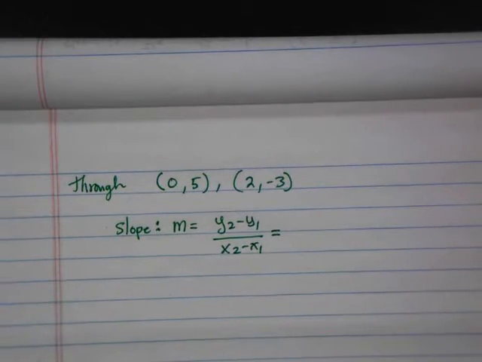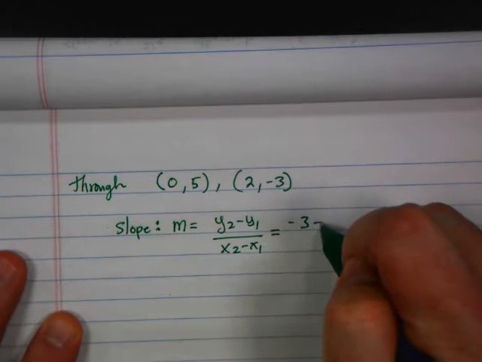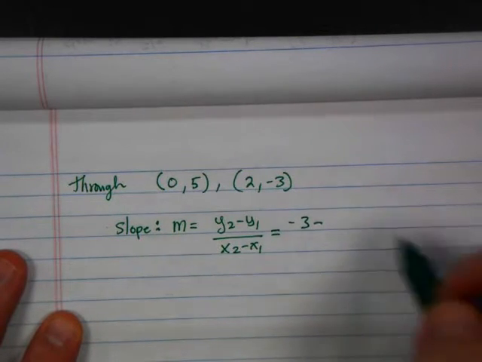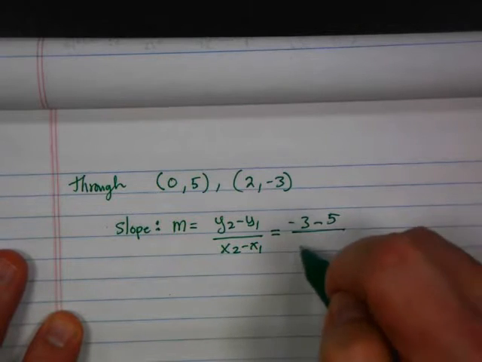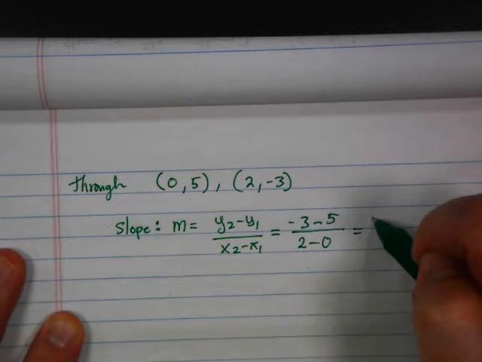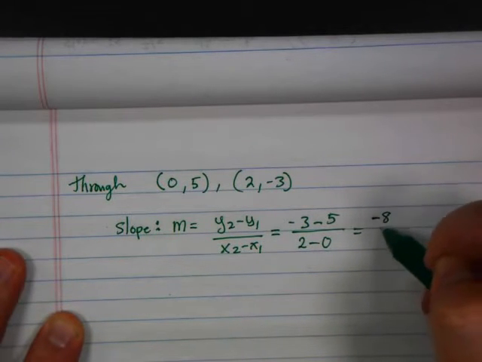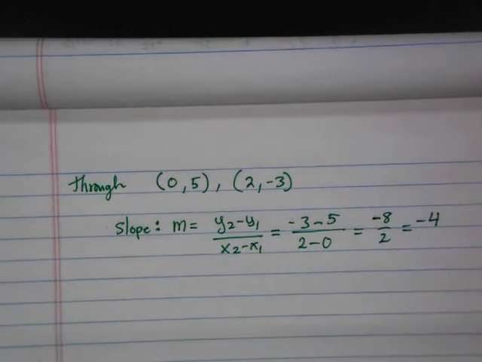What's y2? Negative 3 minus y1, which is 5, divided by x2, 2 minus 0. Negative 3 minus 5 is negative 8 over 2. Negative 4 over 1, which I'm just going to write as negative 4.